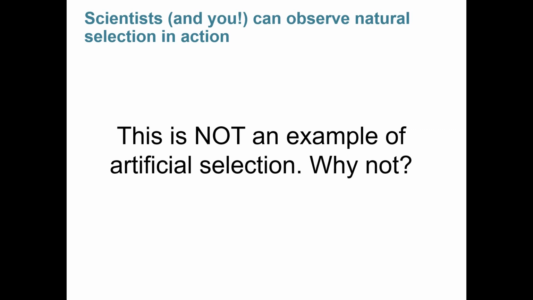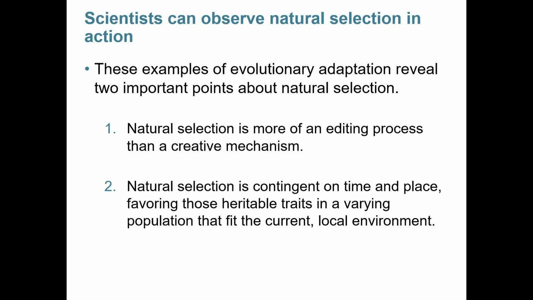All of these examples of evolutionary adaptation reveal two important points about natural selection. The first is that natural selection is more of an editing process than a creative mechanism. This means that it doesn't just create spontaneous things. Instead, it makes small changes to what is already existent. The second is that natural selection is contingent on time and place. It favors heritable traits in a varying population that fit the current environment. That means that something might have been advantageous a few years ago that might not be advantageous today, but you're still going to see it. It's important to remember that natural selection does not create perfect organisms. It's only going to help produce organisms that are better at living in the current environment.